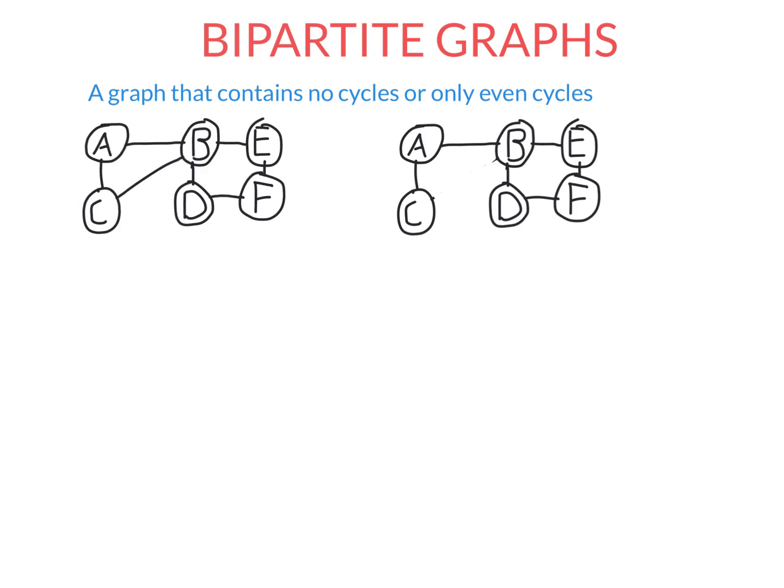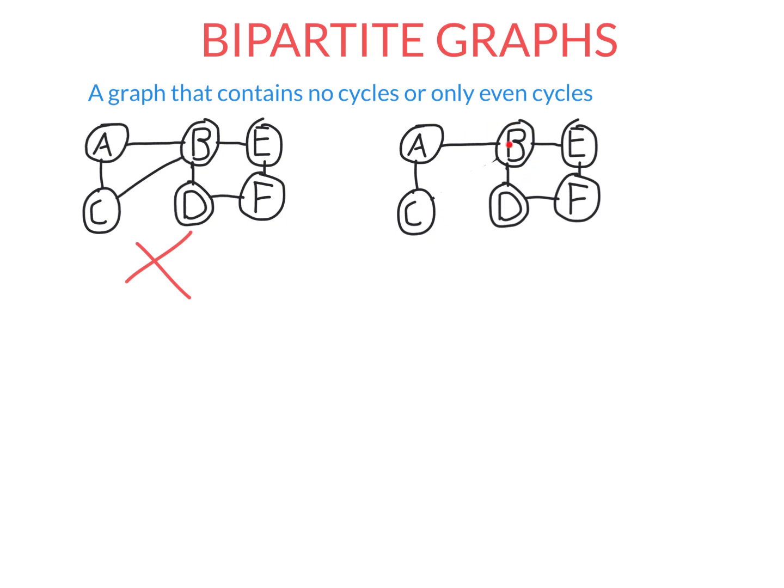Thank you so much for tuning into this video in which we will look at bipartite graphs. They are just graphs or networks that contain no cycles or only even cycles. So in this network here, this would not be a bipartite graph. We have a 3-cycle here. This is an odd cycle because it's a cycle involving 3 vertices.